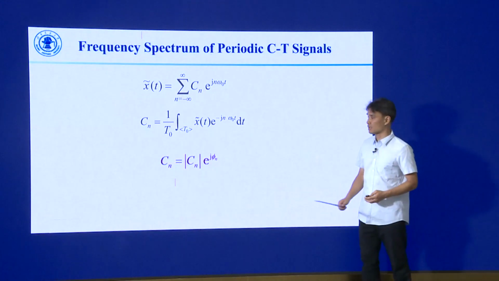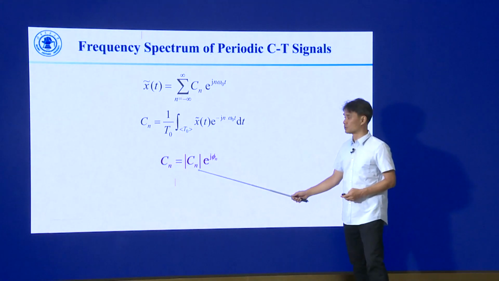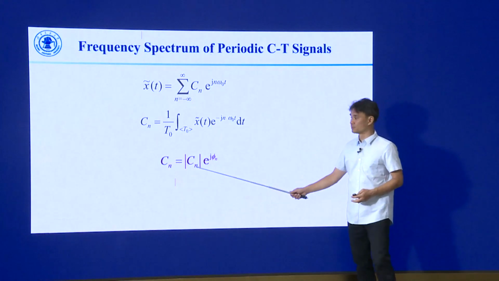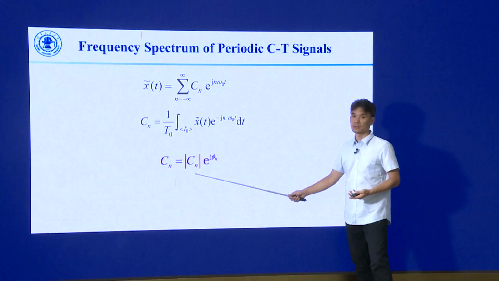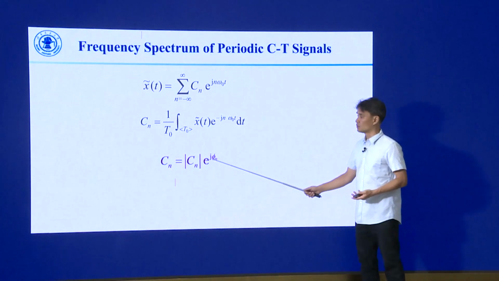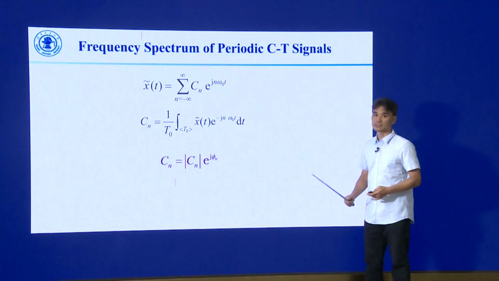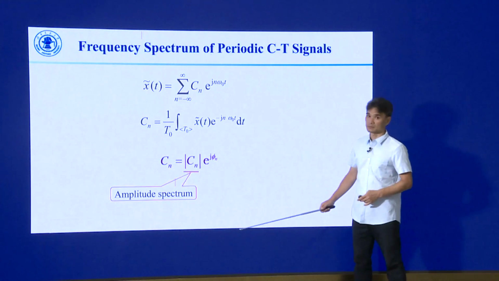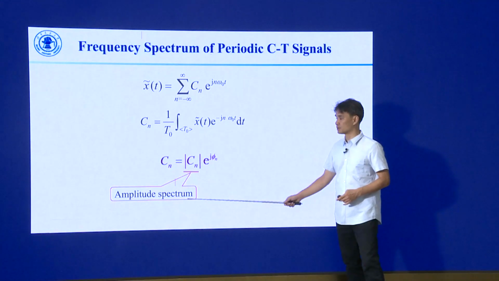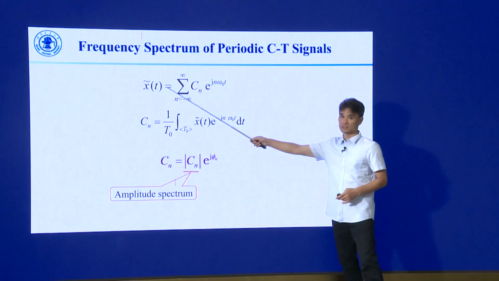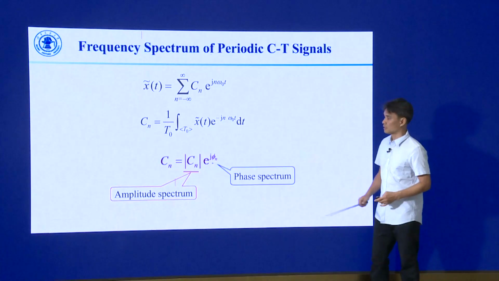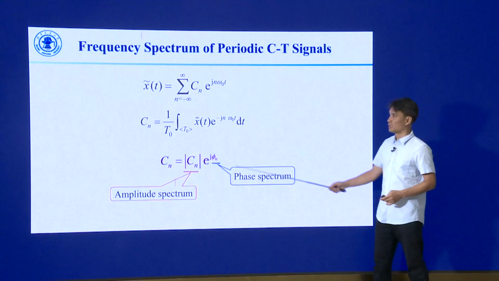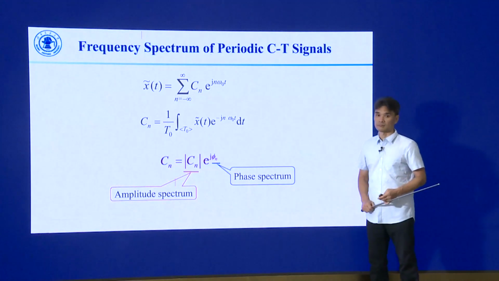So when I say it's a complex function, it can be broken into two independent parts. The first one represents the amplitude or magnitude of the complex function, while this part is the phase of the complex function. So we also gave them specific names. The first one is the amplitude spectrum of the signal x of t, and this phase term is called the phase spectrum of the original signal x of t.